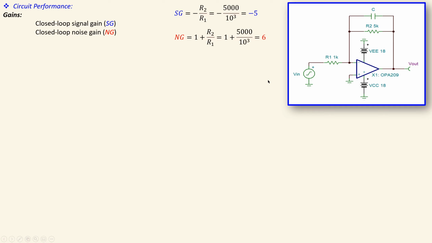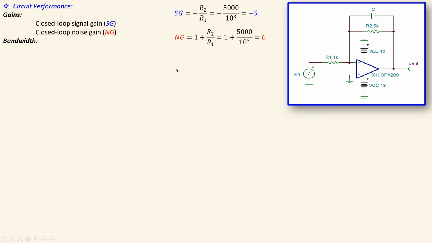In most cases it is different, but in some cases it can of course be the same. You need to use the noise gain to calculate your noise performance of the circuit. The signal gain is just given here to emphasize that it is different than the noise gain. It's not always the case, so make sure that you use the noise gain correctly.